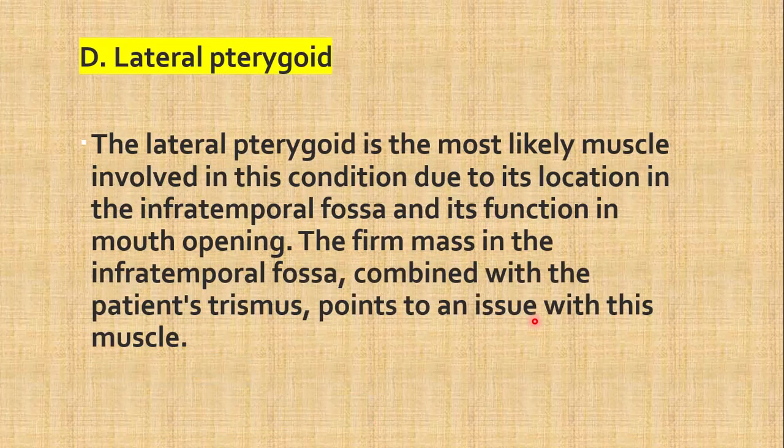And the answer to the question is option D, the lateral pterygoid. The lateral pterygoid is the most likely muscle involved in this condition due to its location in the infratemporal fossa and its function in mouth opening. The firm mass in the infratemporal fossa combined with the patient's trismus points to an issue with this muscle.